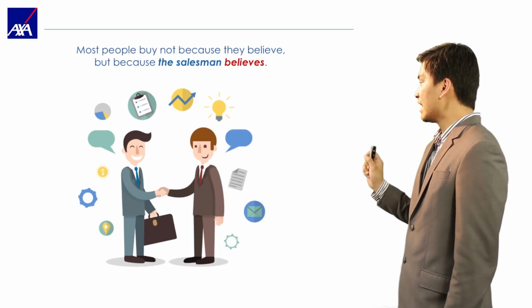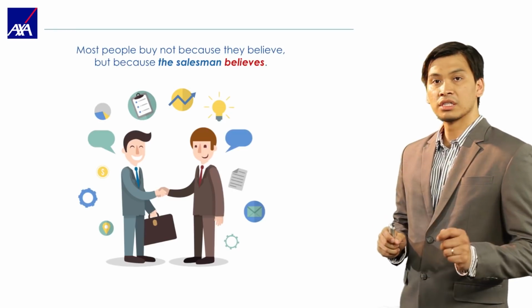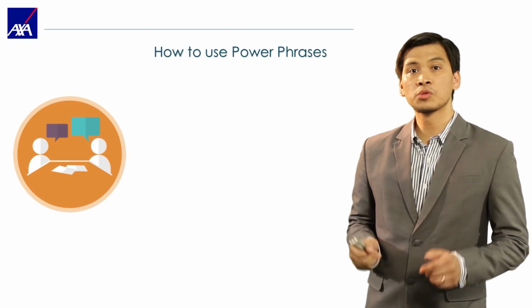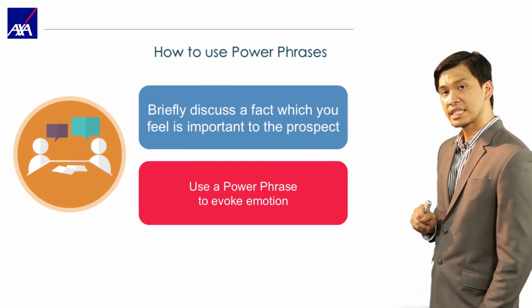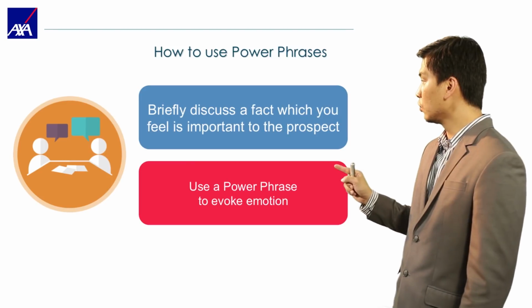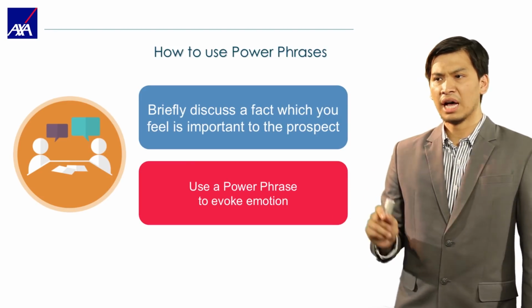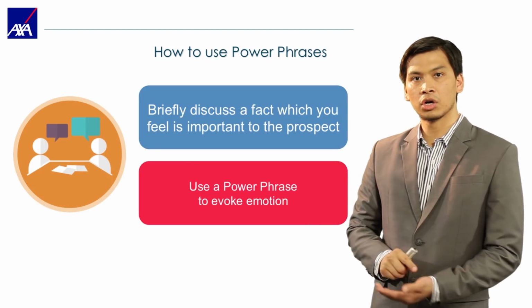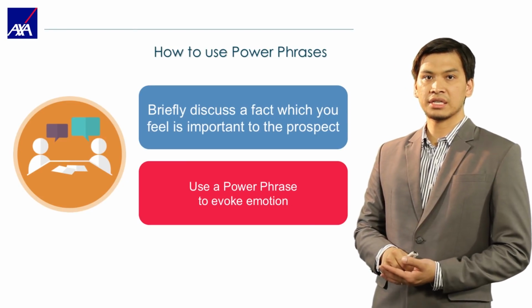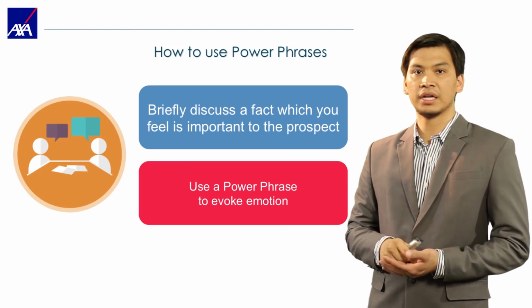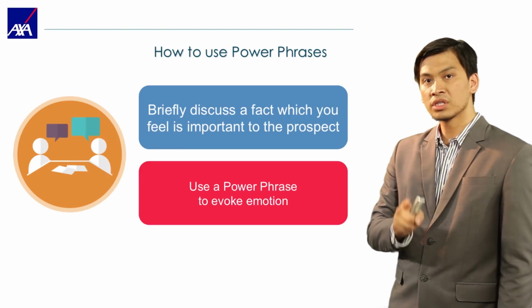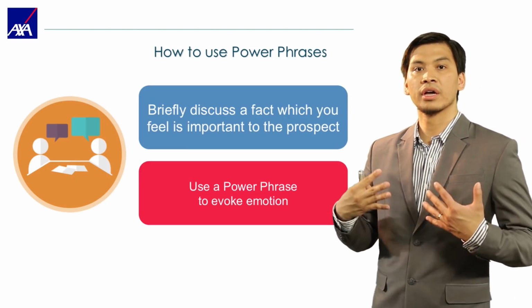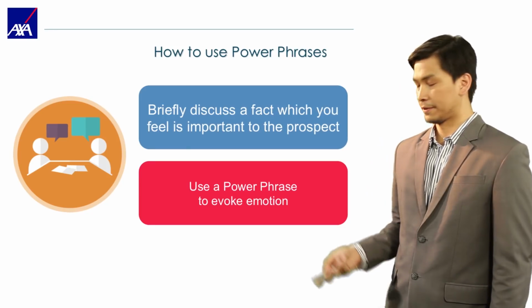Most people buy not because they believe, but because the salesman believes. How to use power phrases? Two parts, two steps. Briefly discuss a fact which you feel is important to the prospect. A fact such as, this is your retirement fund when you reach age 65. This is your education fund when your child reaches age 18. And then use a power phrase to evoke emotions from your client.